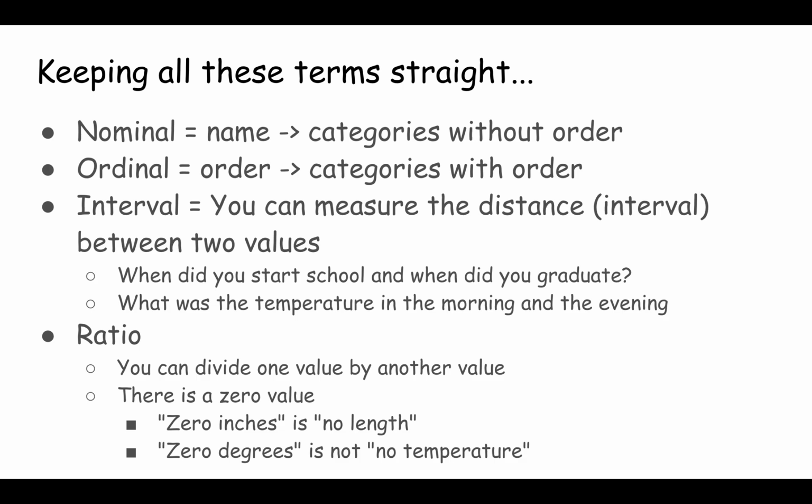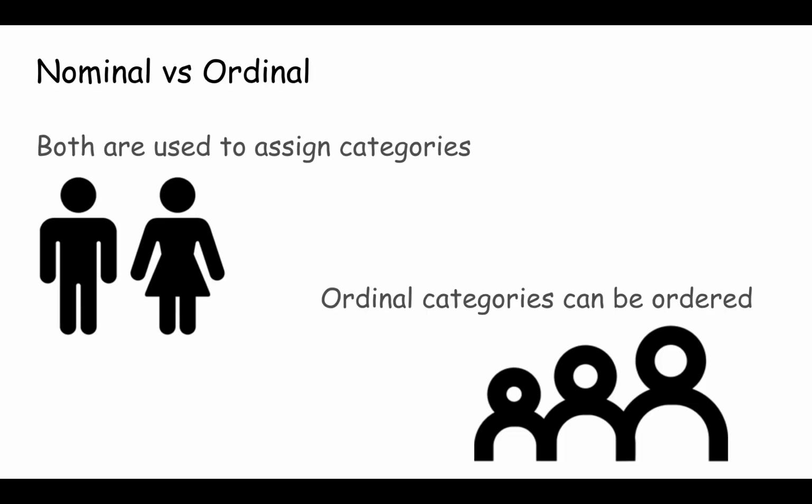And there is a zero value that makes sense, right? So if I say it's 0 inches, that means there is no length to it. If I say it's 0 degrees outside, that doesn't mean there is no temperature. Nominal and ordinal sometimes get confused. The way to keep them distinguished is that nominal is for categories without an order, so gender, marital status. Ordinal categories can be ordered, so small, medium, large, freshman, sophomore, junior, senior.